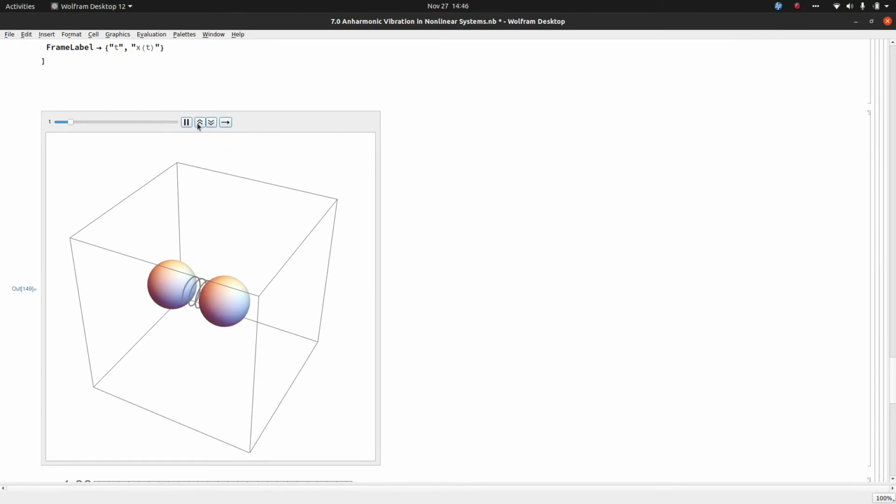If I speed it up, you can see it going a little bit faster. Makes it a little bit more noticeable.